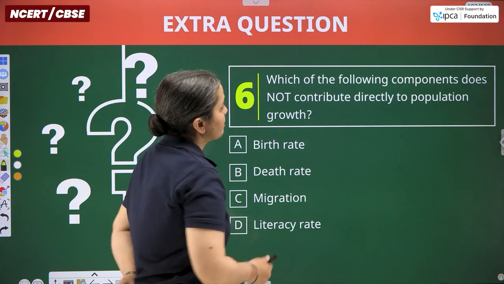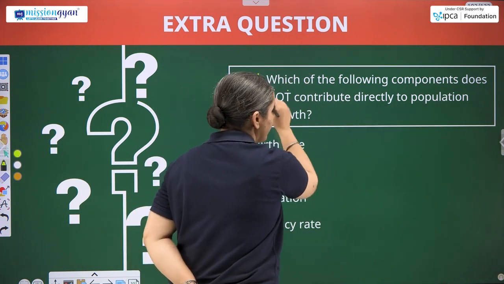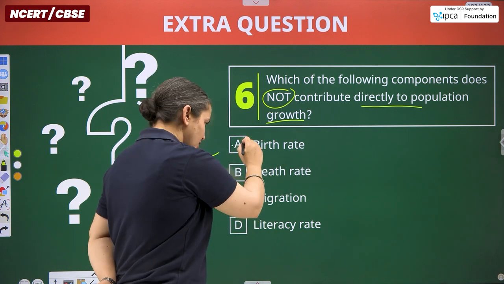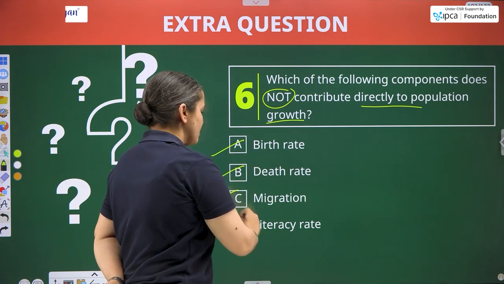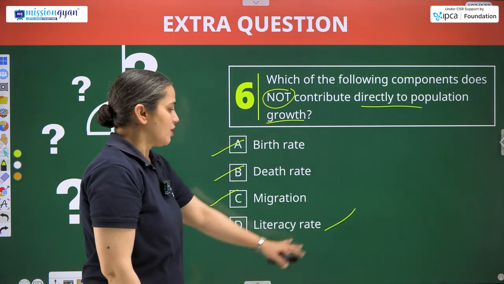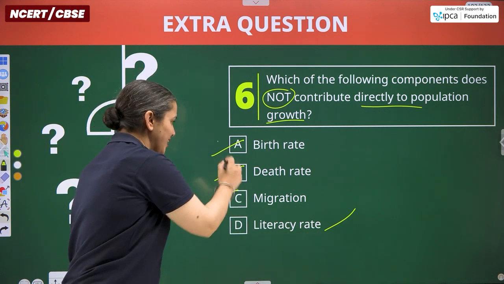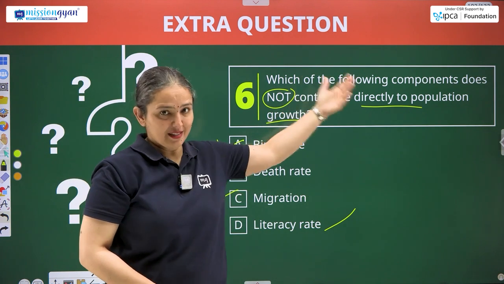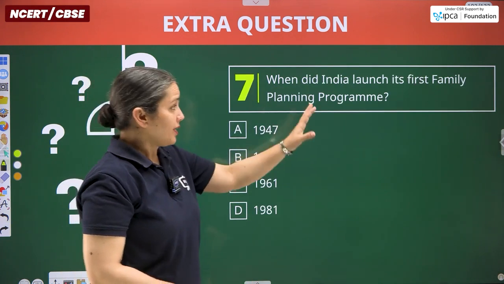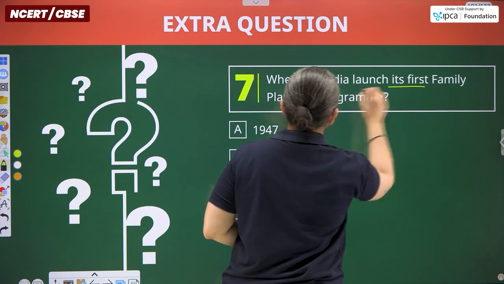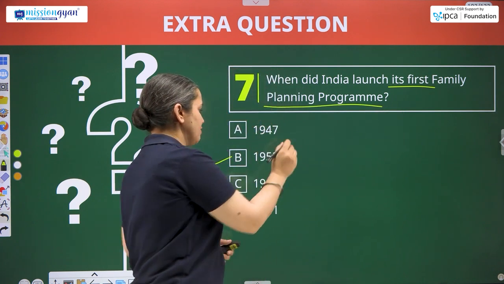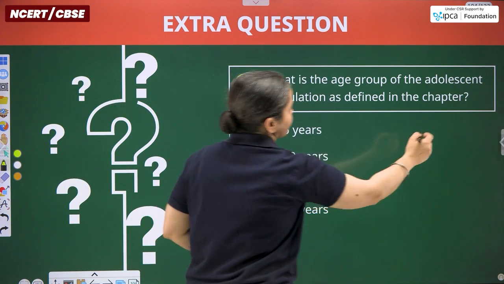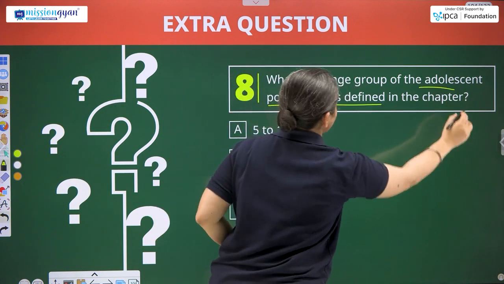Which of the following components does not contribute directly to population growth? Birth rate does, death rate does, migration does, literacy rate doesn't. So our answer will be literacy rate. Next, when did India launch its first family planning program? In 1952 itself.